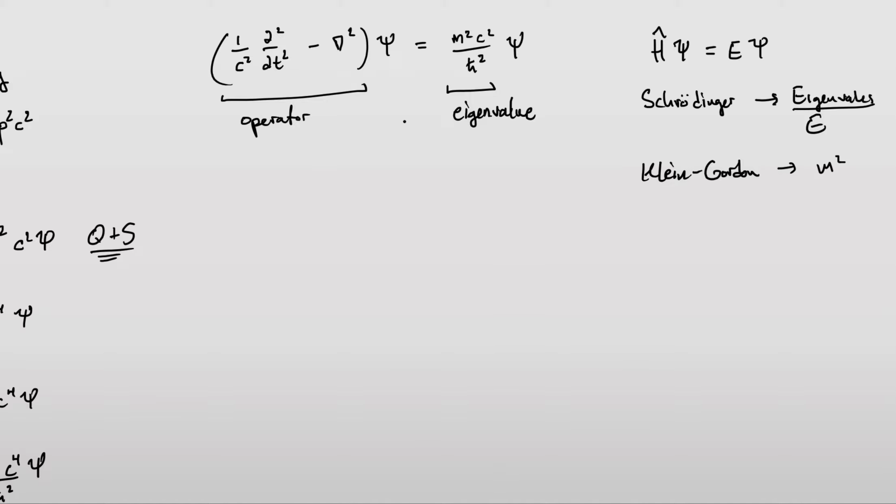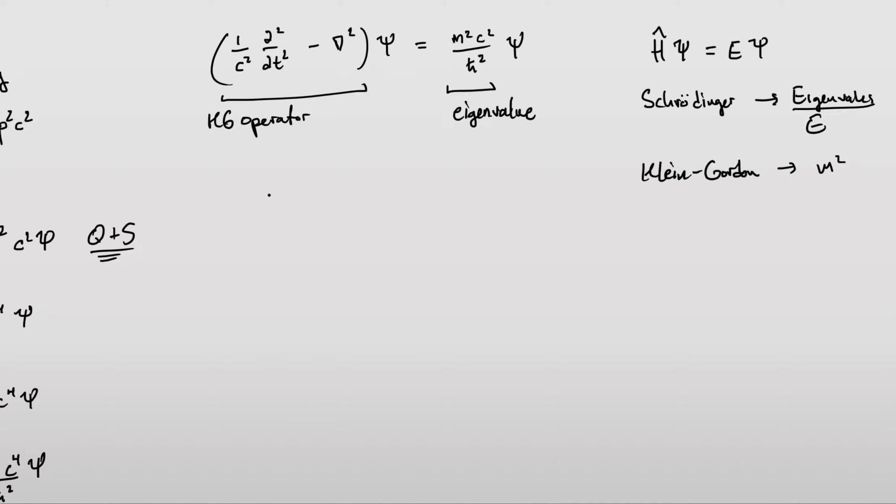Right off the bat, when we derive the Klein Gordon equation, it's the eigenvalues that we get for the Klein Gordon operator. This is the Klein Gordon operator. In terms of mass, it is the mass of the particle.